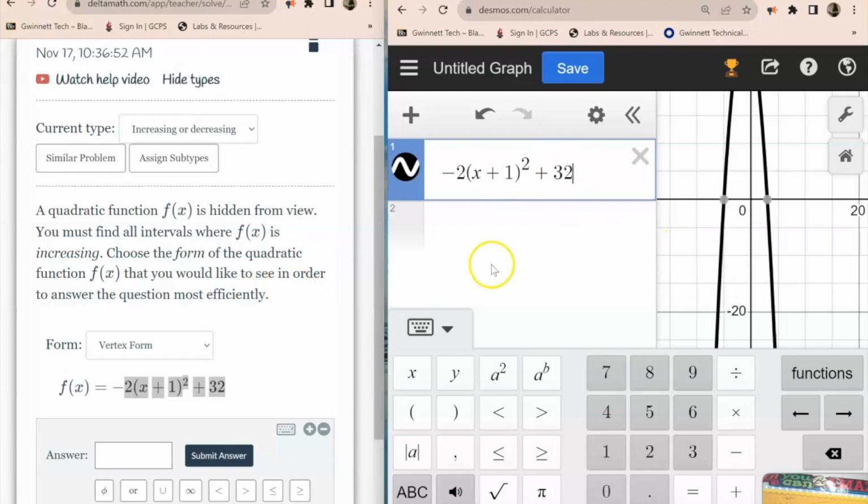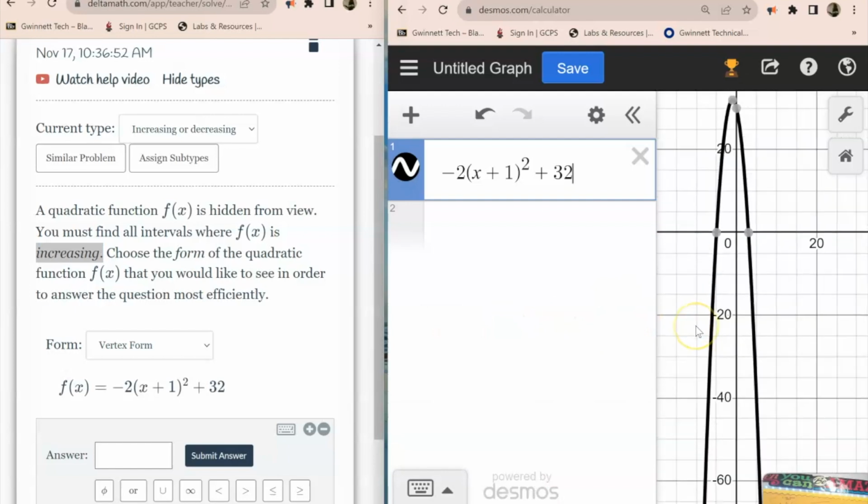All right, and this is increasing. Okay, perfect. Let's do this problem. So again, copy and paste. Now I'm looking for when it's increasing. Again, you can zoom out a little bit so you can see it.